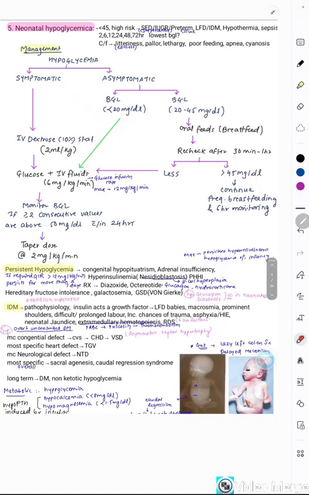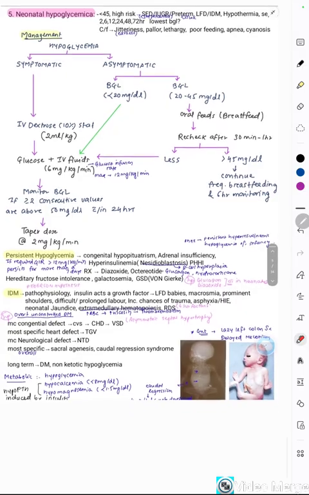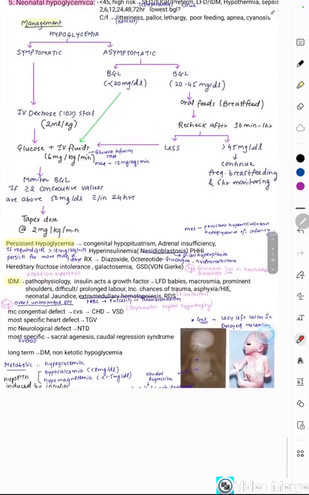But if the blood glucose rises more than 45 milligrams per dL, then in that case, advise frequent breastfeeding and early monitoring. Then persistent hypoglycemia. Persistent hypoglycemia means when the glucose infusion rate required is more than 12 mg per kg per minute, and it persists for more than 7 days, then that's considered to be persistent hypoglycemia.